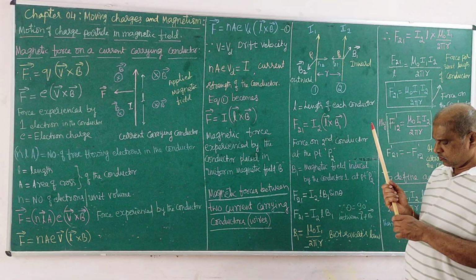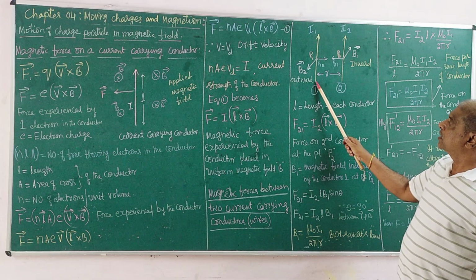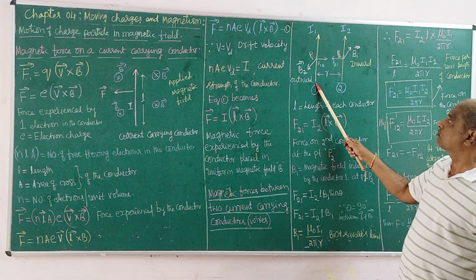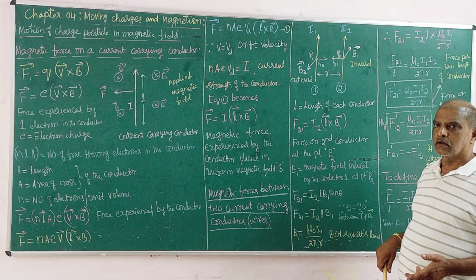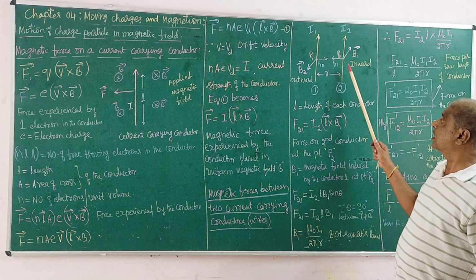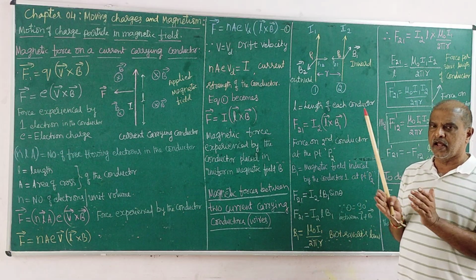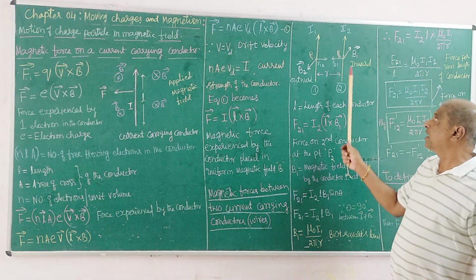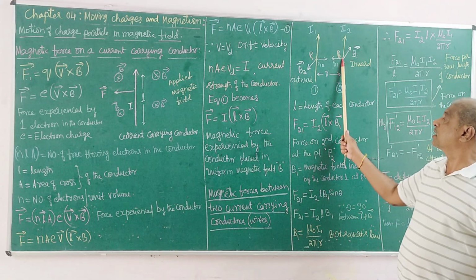So it is understood, whenever two parallel conductors carry current in the same direction, they are getting attracted. That is, the magnetic force will attract these two conductors.